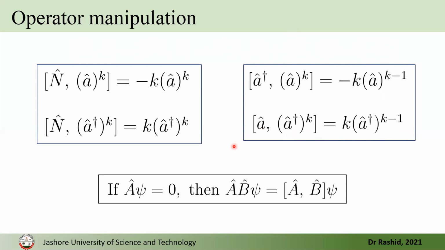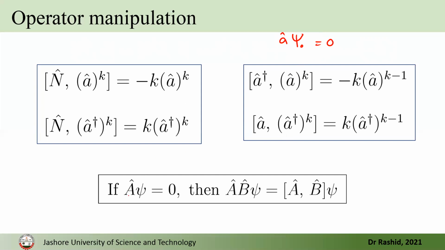Just to give you a hint how we arrived here: we know that when A hat operates on the ground state wave function, it gives us 0. So this is what we used here.